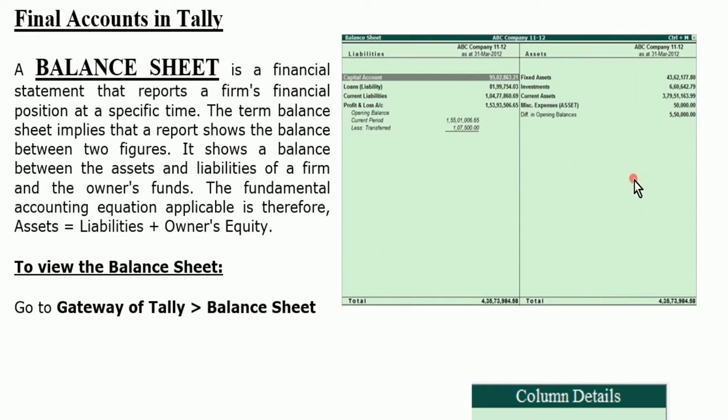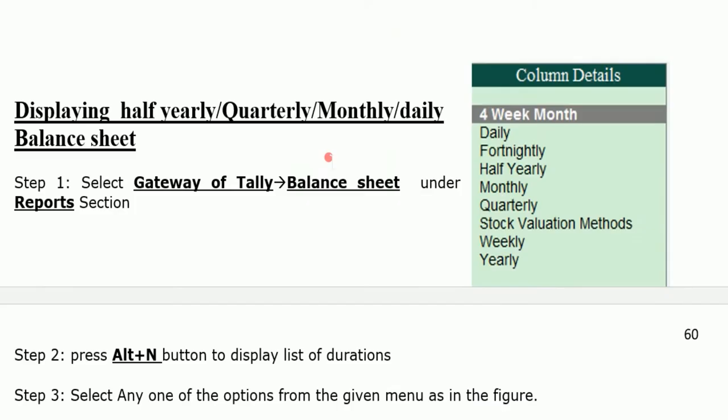Then it shows the liabilities and asset side in the balance sheet. We can even display a half yearly, quarterly, monthly, or daily balance sheet. For that purpose, we use Gateway of Tally, Balance Sheet under the report section, and then the Alt plus N button. Alt plus N is to display a half yearly, quarterly, monthly or daily balance sheet.